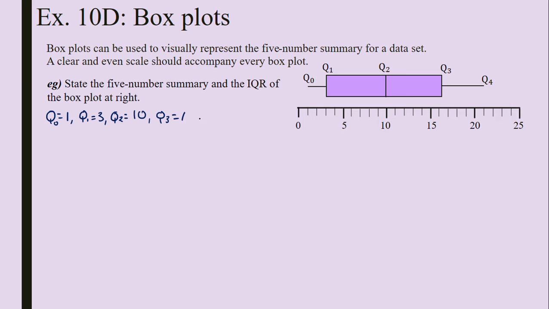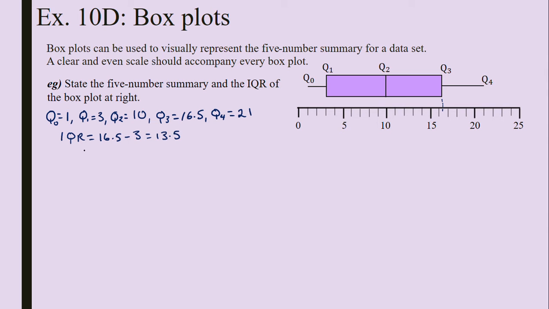Probably 16.5 actually, now that I'm looking at it. It's a bit closer to here, okay? And Q4 is at 21. From that, we can now really easily calculate our interquartile range. So the IQR is given by Q3, 16.5, minus Q1, 3, which is, of course, 13.5.